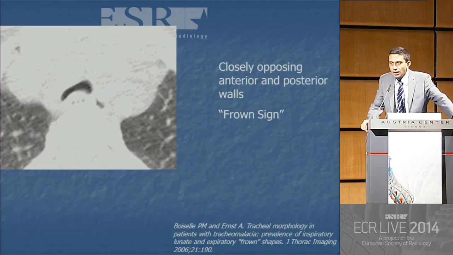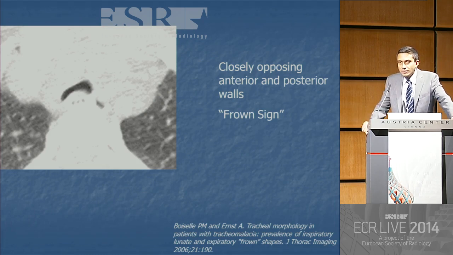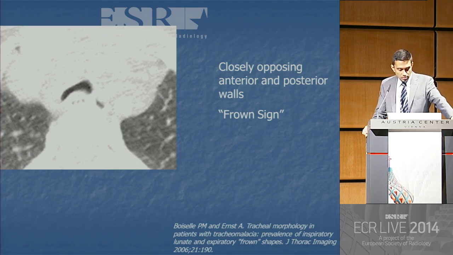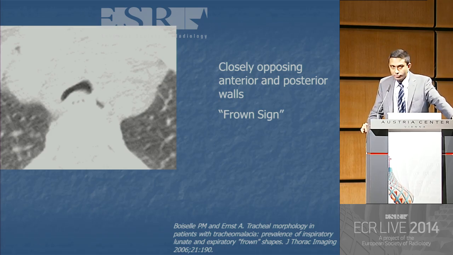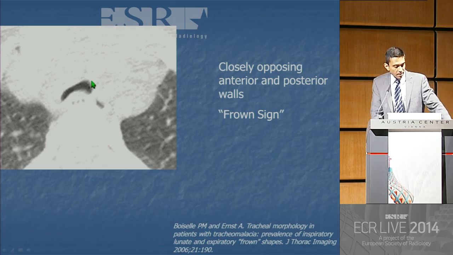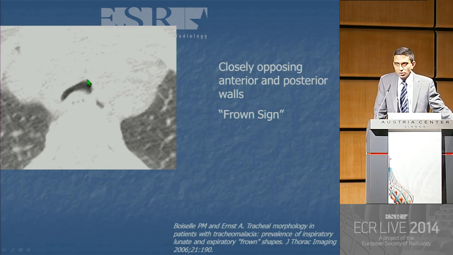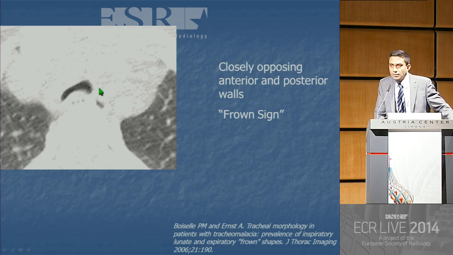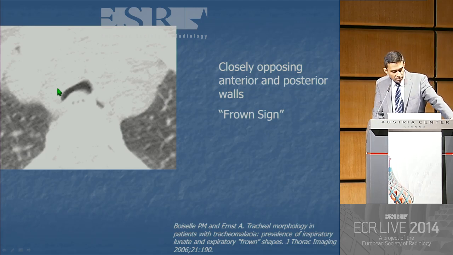It's not just cross-sectional area that's important. The shape is also important, and Boiselle and Ernst describe this sign, which can be helpful, the frown sign, as being a clue that you're dealing with tracheomalacia. And this is simply the scenario where, in expiration, you see the anterior and posterior membranes come together very closely, but the lateral parts of the trachea are maintained in position, giving rise to a so-called frown shape.